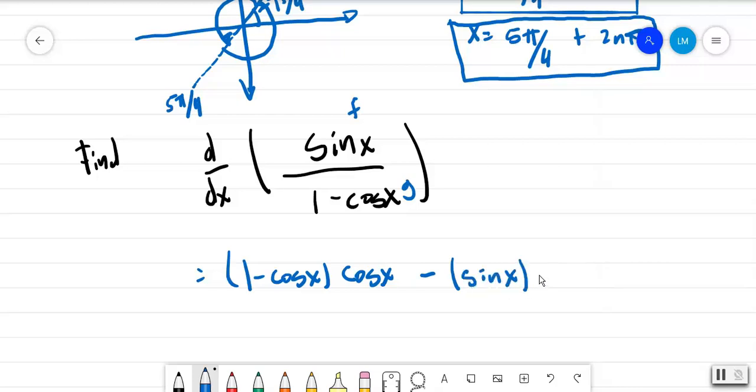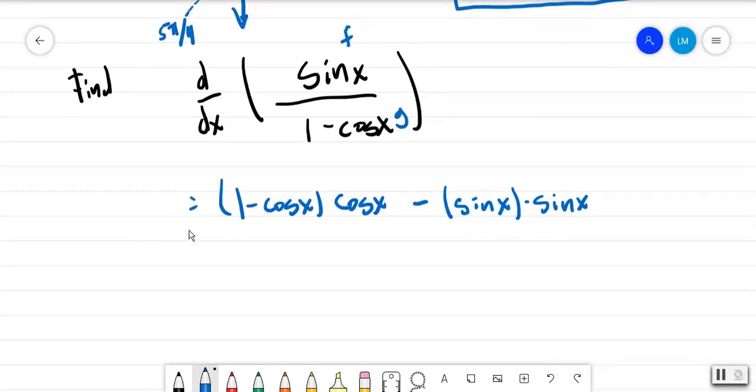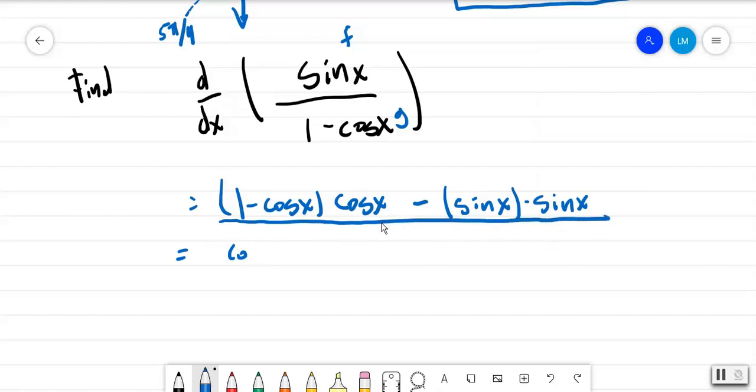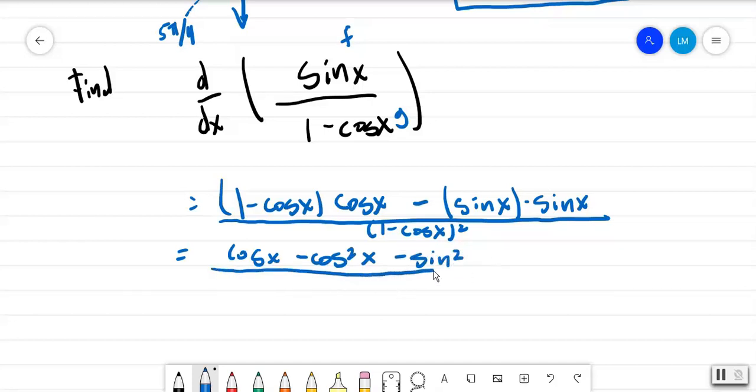x multiplied by sine of x. Now, when you simplify this even further, oh, and all of this is divided by 1 minus cosine of x to the second power. So this is going to be cosine of x minus cosine squared x minus sine squared x, all divided by 1 minus cosine of x squared.